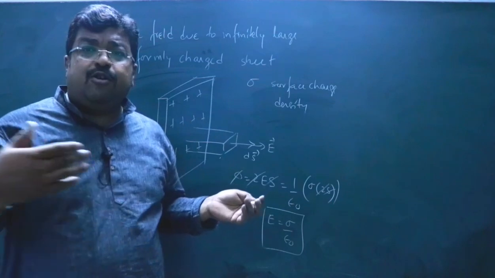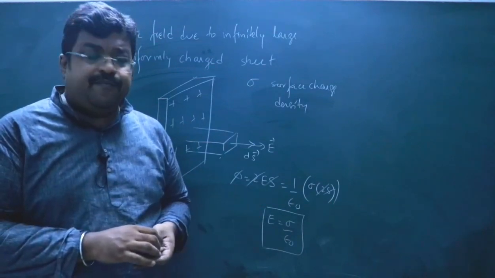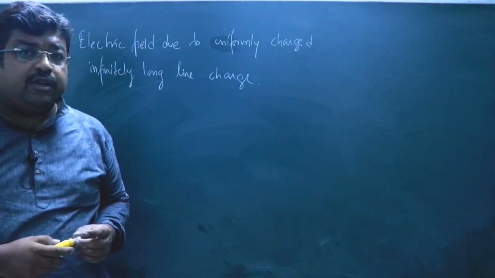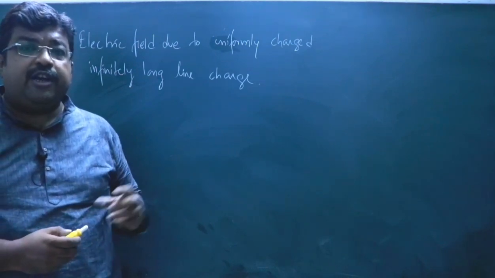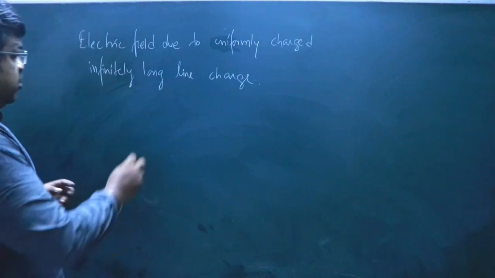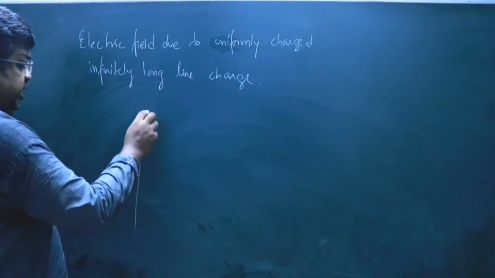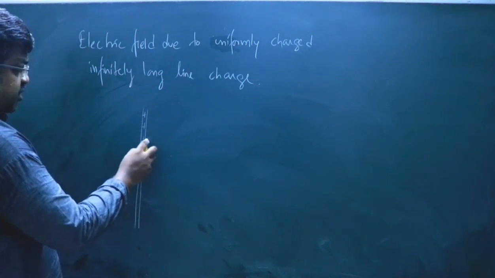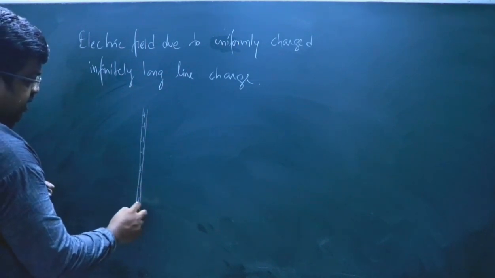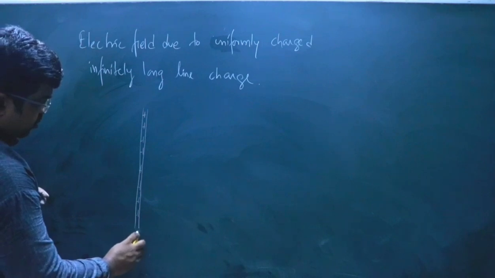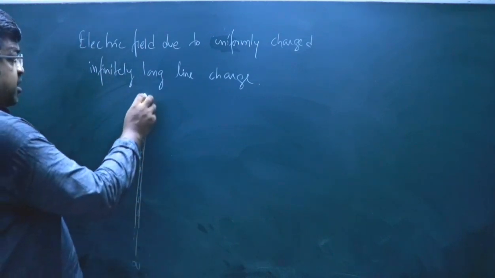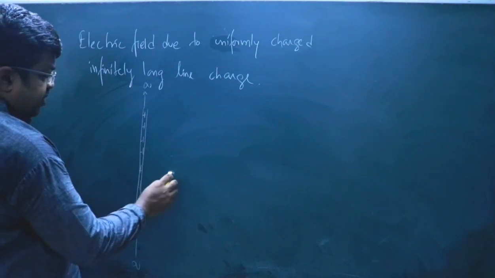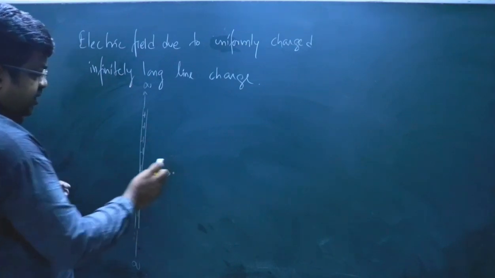If negative charges, it will be normal inward direction. So next we will see electric field due to an infinitely long line charge, a uniformly charged infinitely long line charge. Suppose this is a line charge having positive charges, and it is infinitely long, so it is going in this direction to infinity, and in this direction also to infinity. And suppose this is the point of observation of electric field and it is at a distance r.